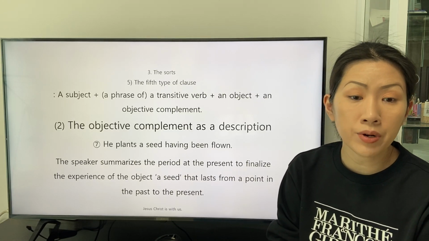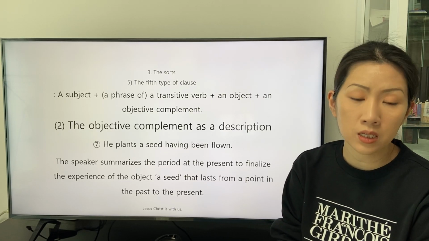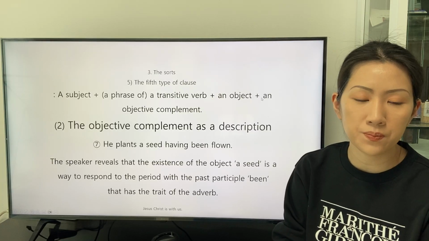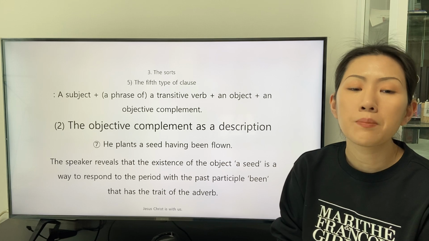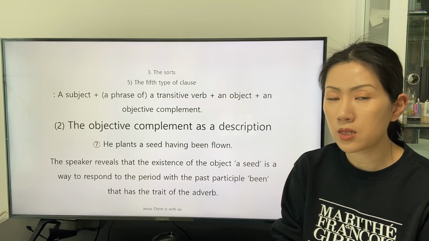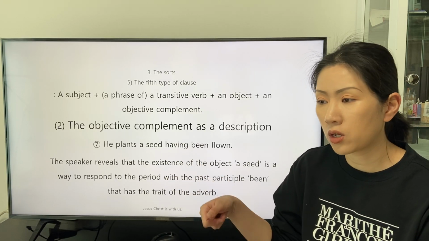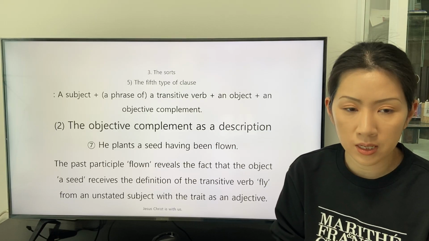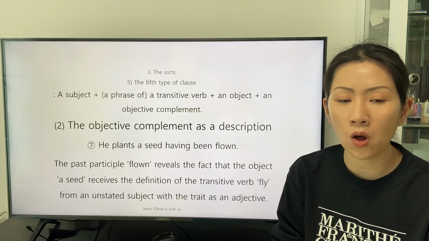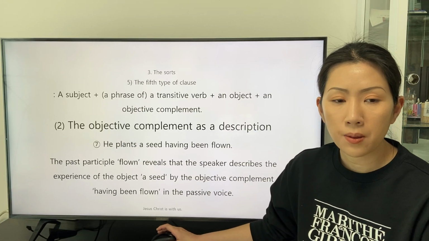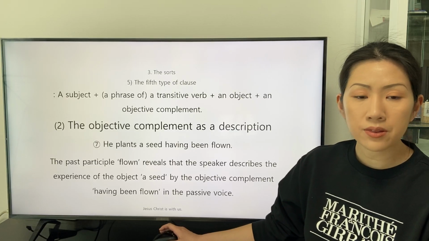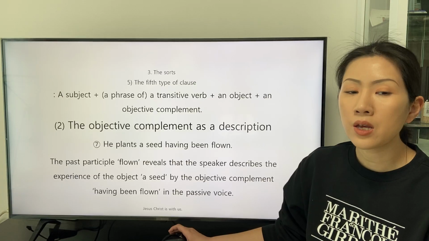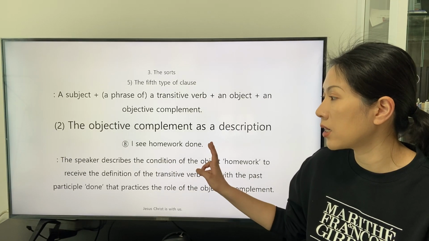The speaker summarizes the period at the present to finalize the experience of the object or seed that lasts from a point in the past to the present. The speaker reveals that the existence of the object or seed is a way to respond to the period with the past participle been that has the trait of the adverb. This makes us remind of the clause stated in the perfect tense. The past participle flown reveals the fact that the object or seed receives the definition of the transitive verb fly from an unstated subject with a trait as an adjective. The past participle flown reveals that the speaker describes the experience of the object or seed by the objective complement having been flown in the passive voice.